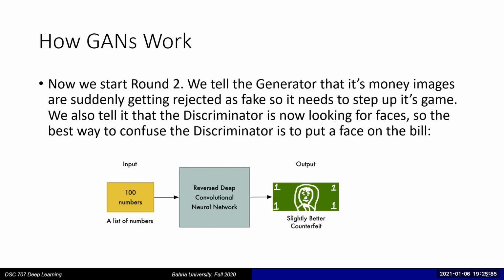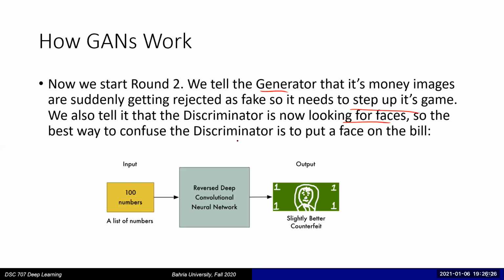What we do, we share the decision of the discriminator with the generator. We'll tell the generator that your images are rejected, right? Means the discriminator is able to detect your images as fake. So you need to do better. You need to step up your game. And we can tell the generator that the discriminator is looking for faces, so you should better produce faces in the bills you are producing.